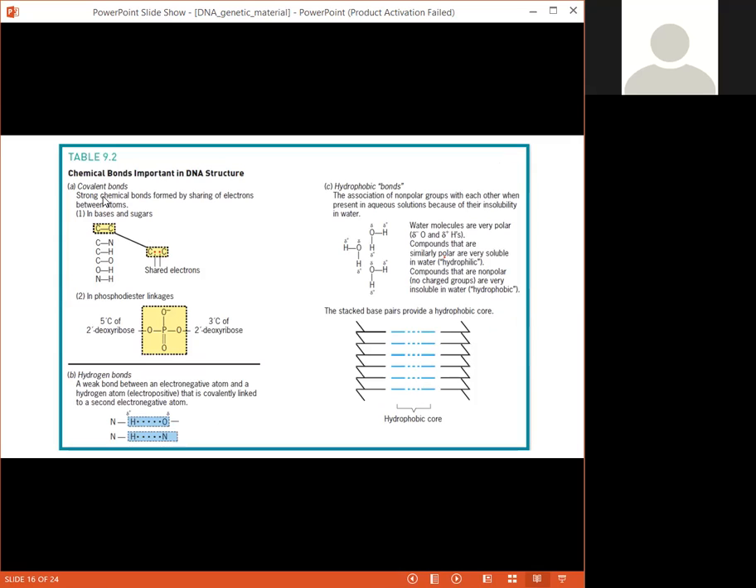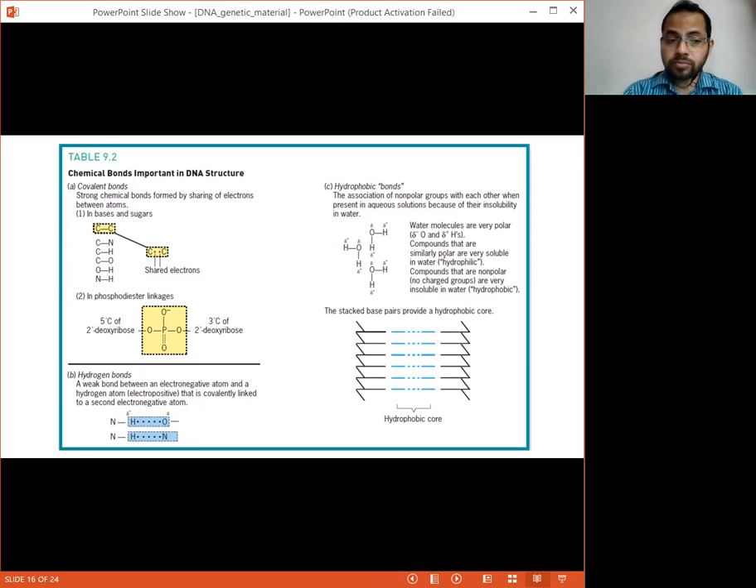Those are covalent bonds, which form the nitrogenous bases or sugars, where sharing of electrons is happening inside the bonds. Forming covalent bonds is a very strong bond, and some bonds are known as phosphodiester bonds. I explained in the last class how these phosphodiester bonds are formed. This is also an example of a covalent bond and is a strong bond.